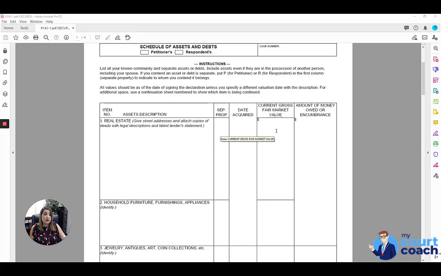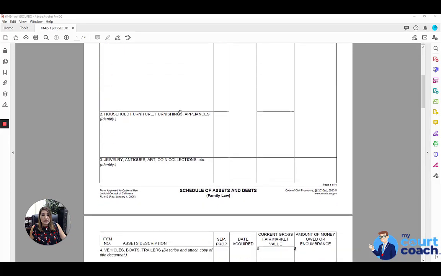You want to list the current gross fair market value. If you have a recent appraisal, I suggest attaching it to this form. Otherwise, for now, Zillow would be fine, or whatever real estate site where you are getting a fair market value from. Print out a copy of that screenshot and attach it to this. If there is a mortgage owed on the house, then you would also attach a copy of the loan statement to this form. It's really important in doing this form that you not only fill in the information, but you provide as much supporting documentation as possible. And so you're going to see as we go through this form that I'm going to be asking you to provide any sort of supporting documents that support the figures that you're listing to the form.